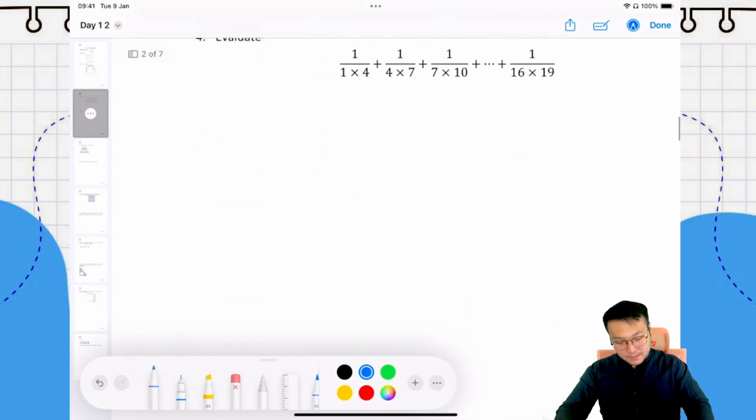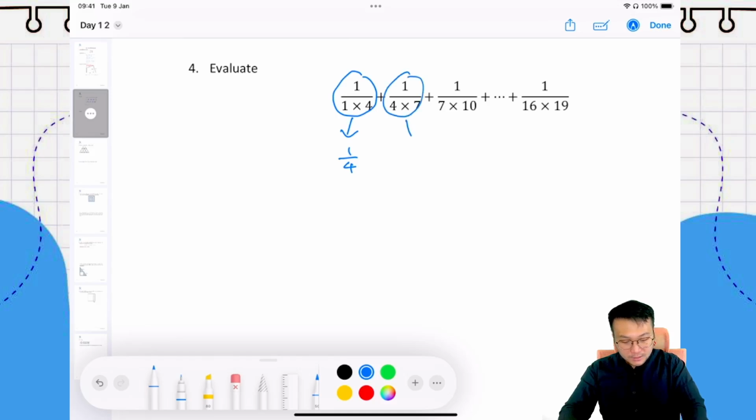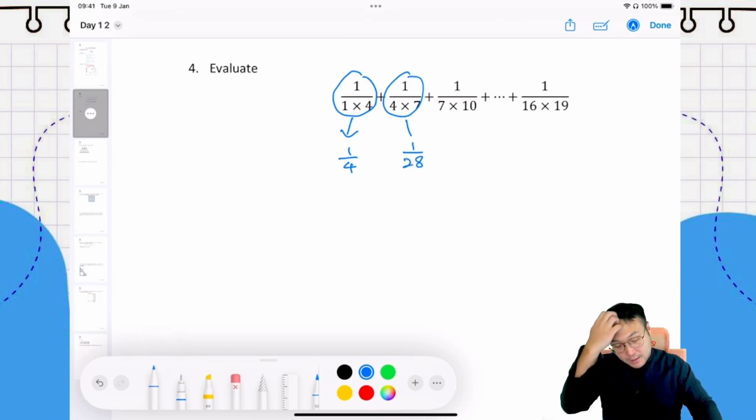Okay? Now let's take a look at this. Fractions again. Okay, before you do this, let's do a small experiment first, okay? Students, I want you to observe this. If you look at this, the answer is 1 over 4. I mean, it's pretty simple, right? What about this? 1 over 4 times 7. Then you get 1 over 28. Correct? But is there another way that we can get 1 over 4?